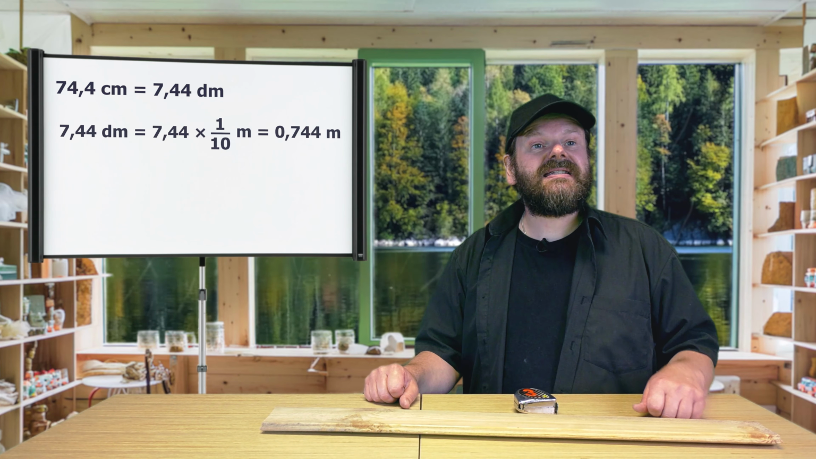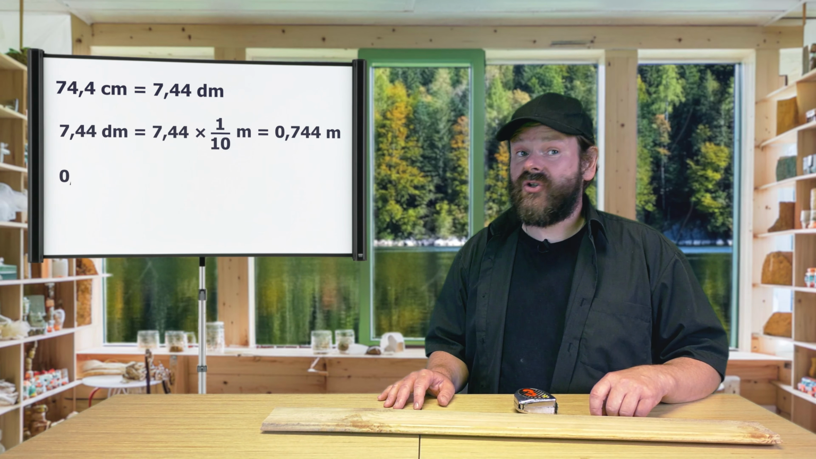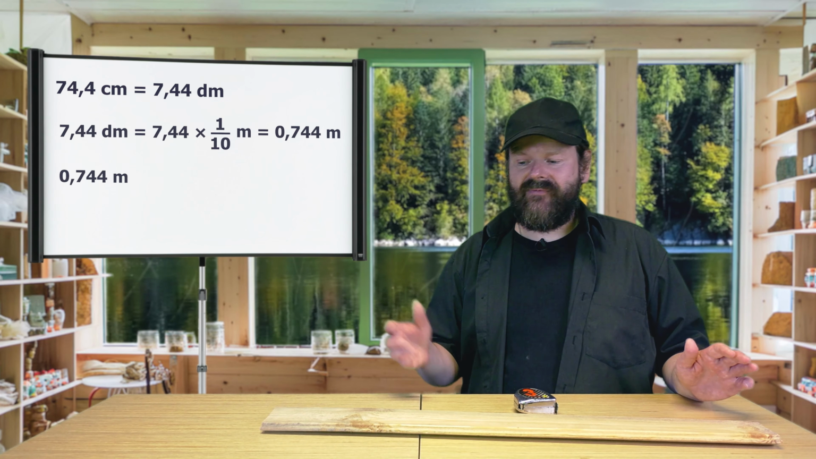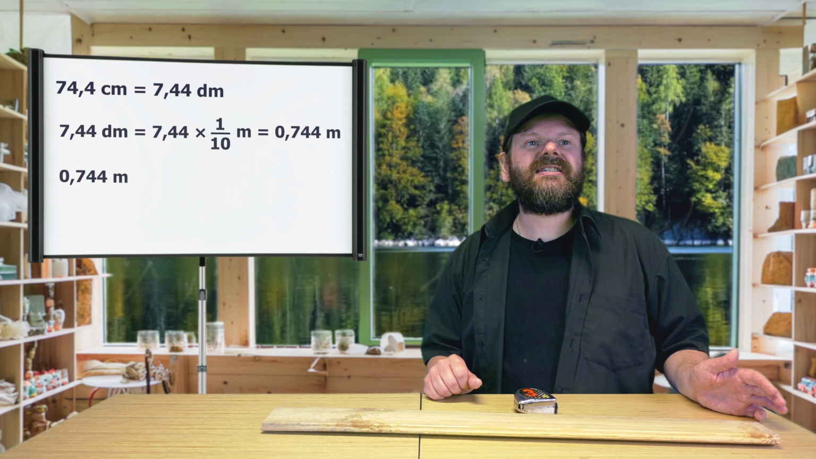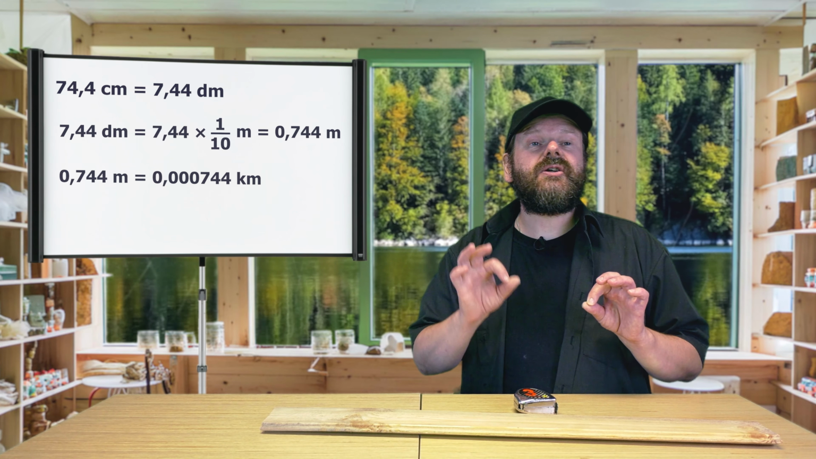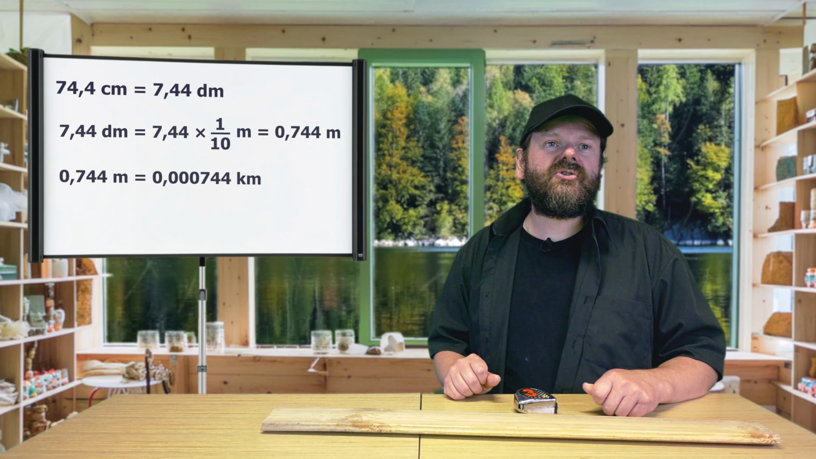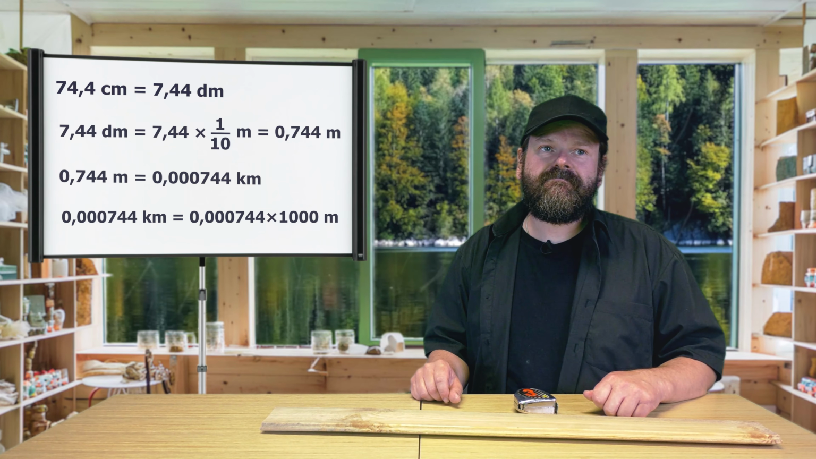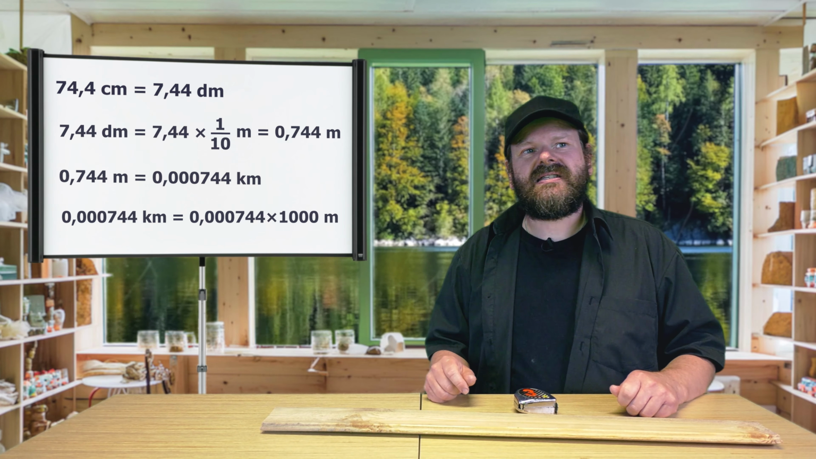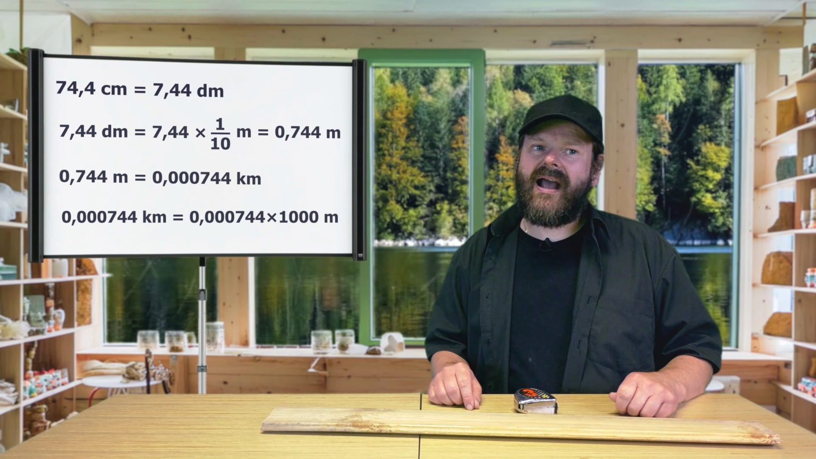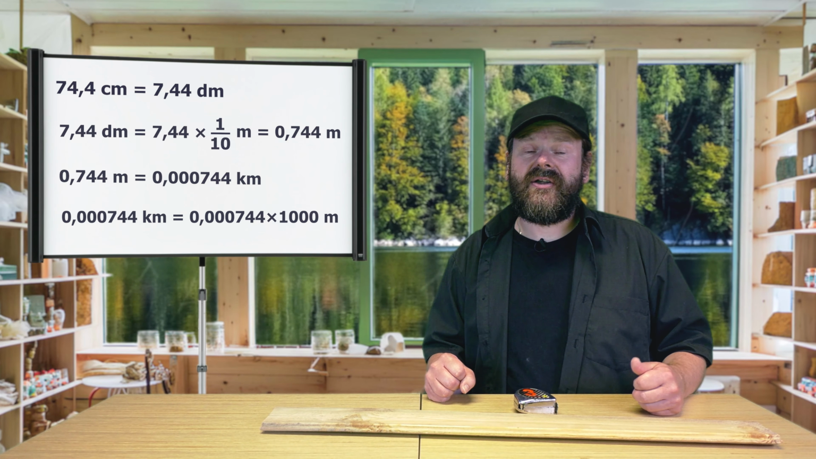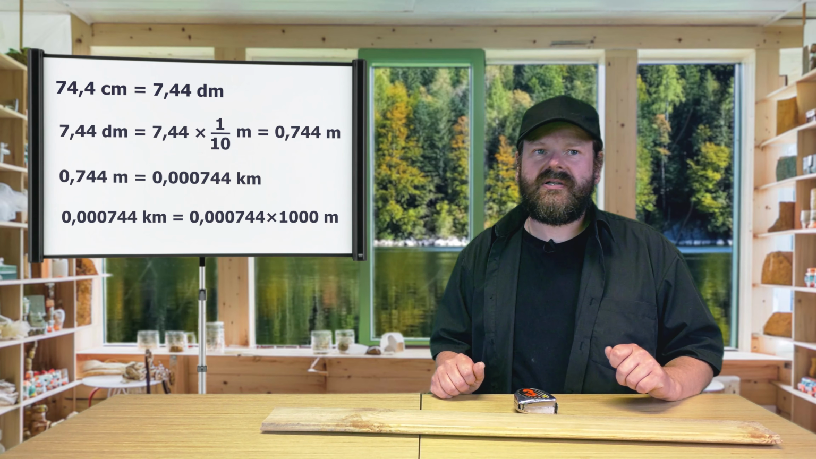Next, I move this decimal separator by 1, and I will have 0.744 meters. Next would be deca and then hecto. I will skip them and move the decimal separator straight 3 steps, and I will have 0.0000744 kilometers. So the kilo here is 1,000. If I now moved the decimal separator 3 steps again, I would have a unit megameter. But such a unit is not used. It is just customary. Nobody speaks about megameters.